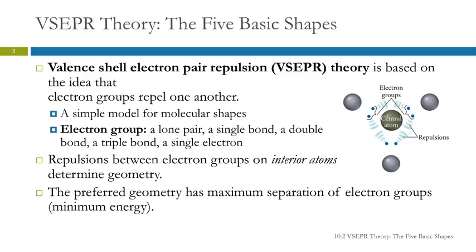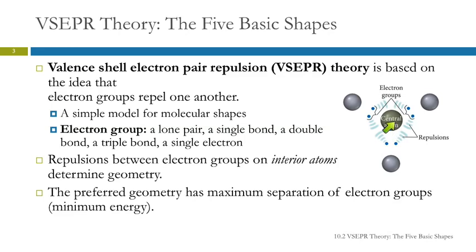Okay, we're going to talk about VSEPR theory, and this has to do with the shapes of molecules. VSEPR stands for valence shell electron pair repulsion theory. That's a mouthful, and so we just say VSEPR. This is based on the idea that electron groups are going to repel each other. It's a very simple model for molecular shapes, and it works pretty well.